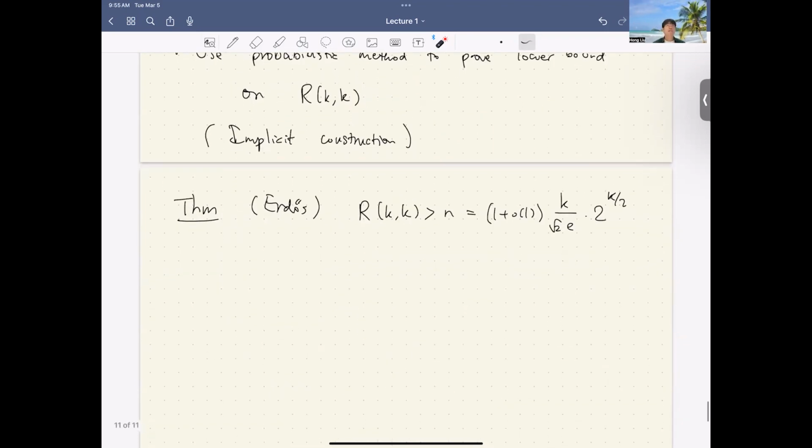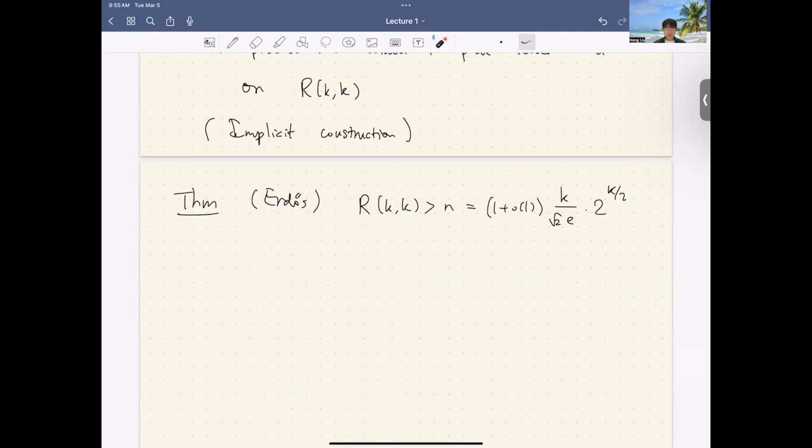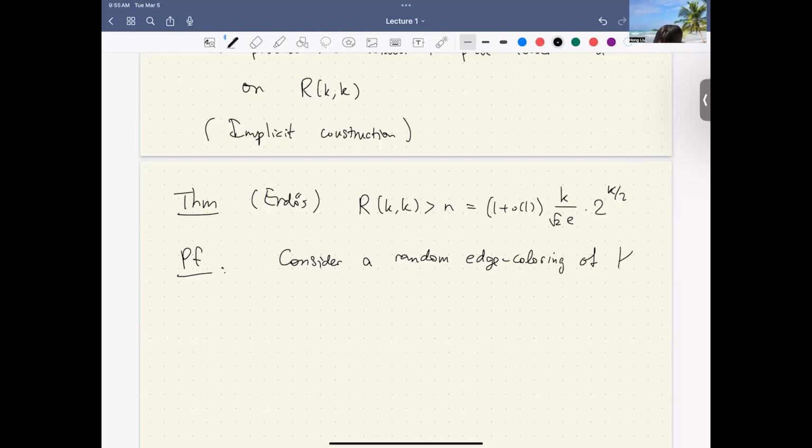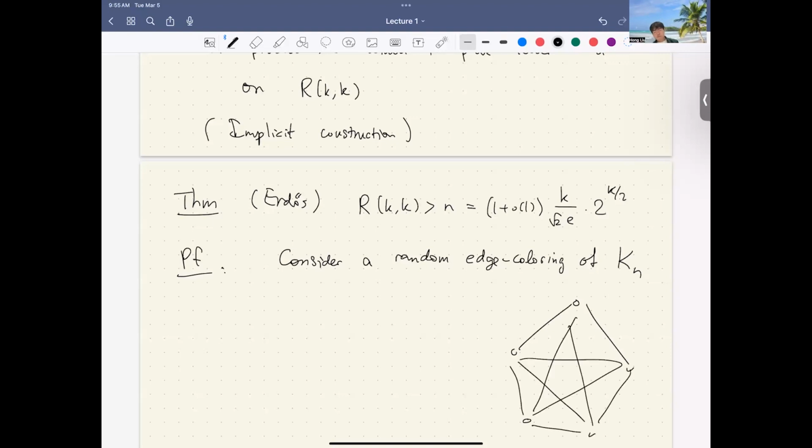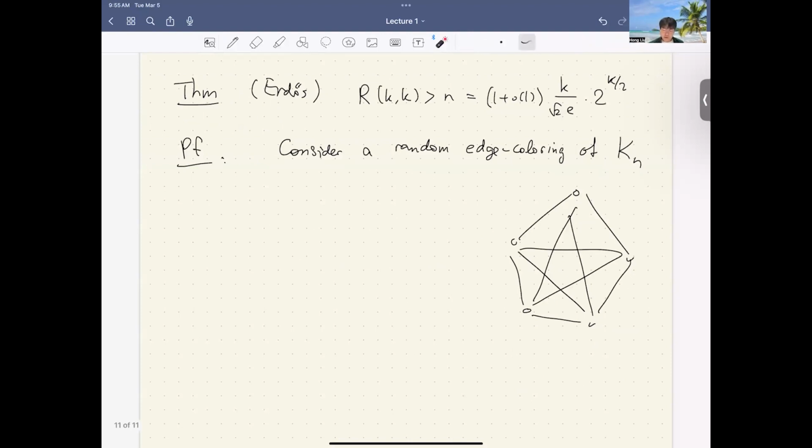Okay, how do we do that? The idea is very simple, but a very smart, genius idea. Proof. So I let n be this number, for some n. Let's consider a random edge coloring of K_n. How do we do that? Let me give you an example. Here n equals 5, but imagine n is really large, n is this number.